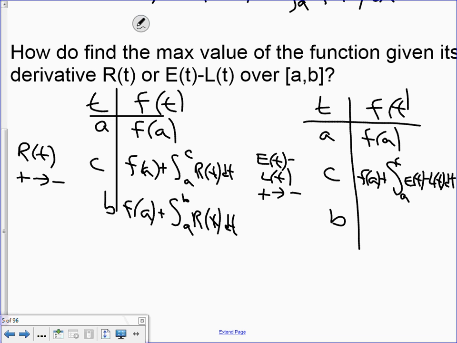Same thing here. How would you get f of b? Yes, e of t minus l of t. All right, good enough. Okay. Is that too fast?